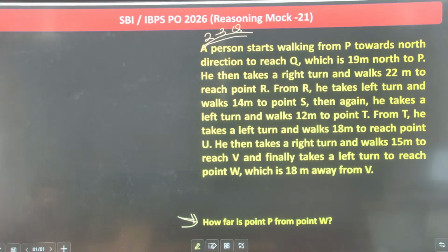A person's path is given, starts walking from P towards north. Please continue. Take 30 seconds to 1 minute.